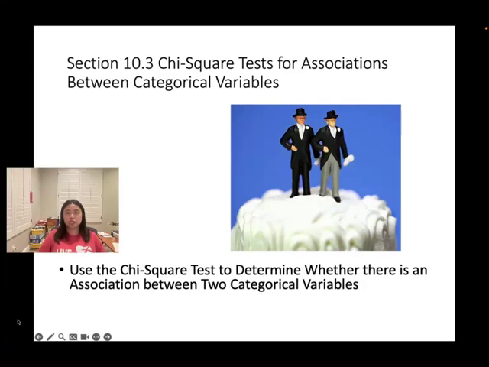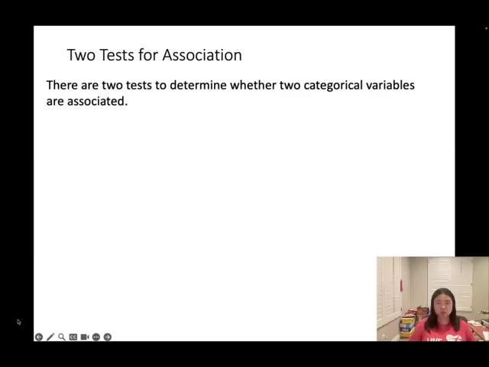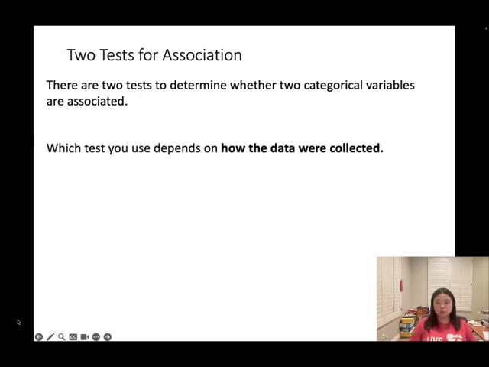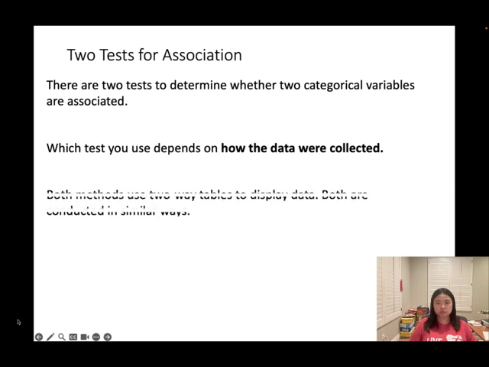Section 10.3: Chi-square test for associations between categorical variables. For these sessions, we'll be using the chi-square test to determine whether there is an association between two categorical variables. We do have two tests for associations. Which test you use depends on how the data were collected.